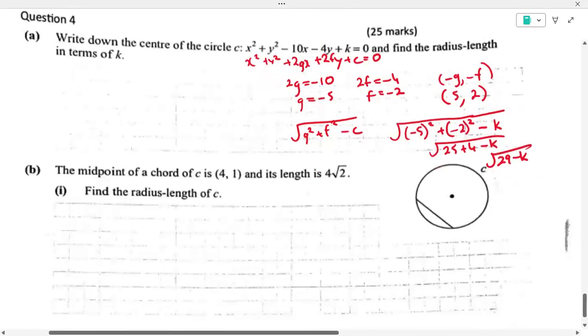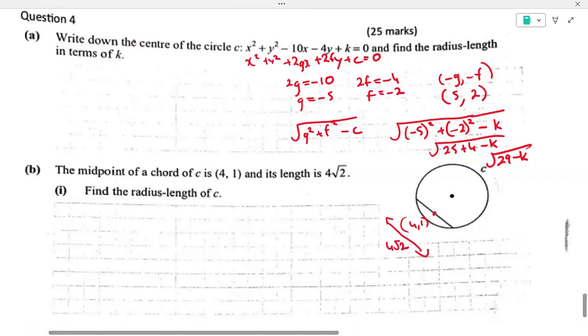In the next part, it says the midpoint of the chord of C is (4, 1). So the midpoint is (4, 1), and its total length is 4 root 2. Find the radius length of C.